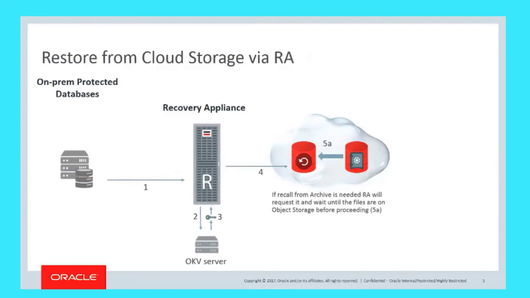At this point is where you have a delay that, again, can be up to 4 hours. And then the data is sent to the recovery appliance. The recovery appliance will decrypt it and send it to the protected database, again in a non-encrypted format. So again, the DBA does not even know that the backup was in the cloud, was encrypted, etc. All this is completely transparent to the DBA.